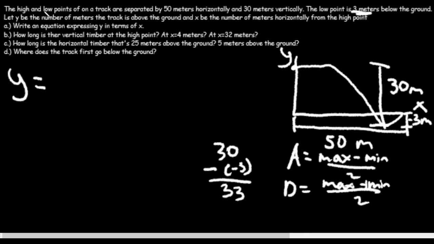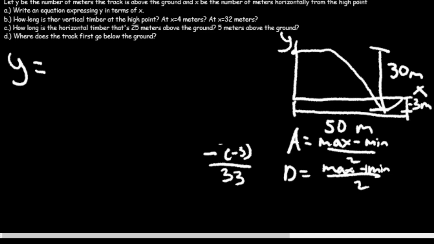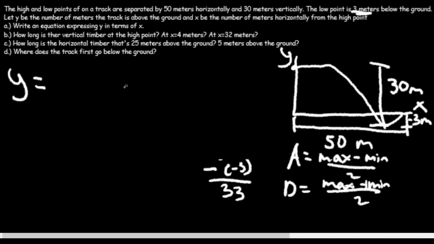Oh, my bad, sorry. It's not 30. It would be 27 minus negative 3, which will get 30. So I need to divide this by 2, it will be 15.